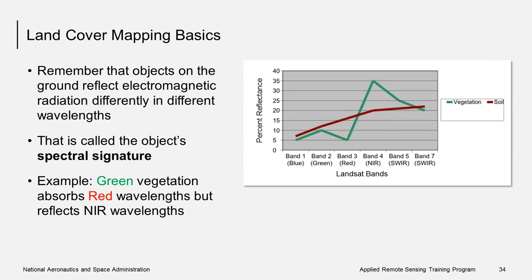Just as a refresher, each object on the Earth's surface has its own spectral signature. In this simple example, vegetation characteristically absorbs electromagnetic radiation in the red wavelengths, where it says band 3, but reflects in the near infrared, where it says band 4. Soil, on the other hand, reflects higher radiation in the infrared wavelengths than the visible wavelengths.